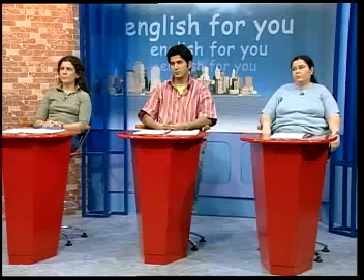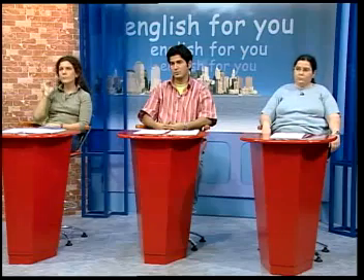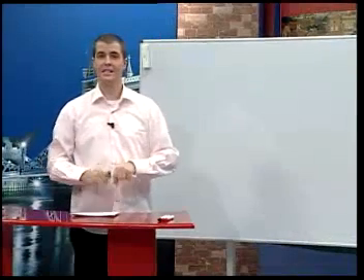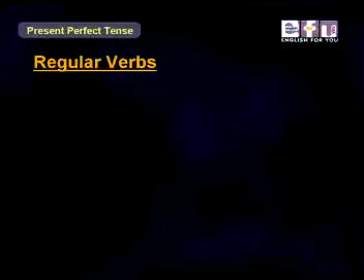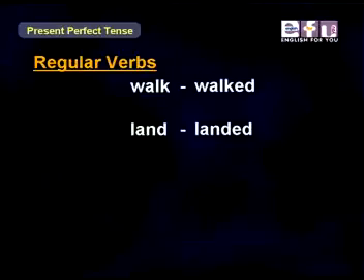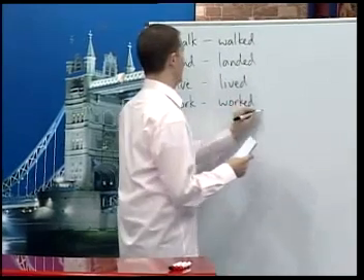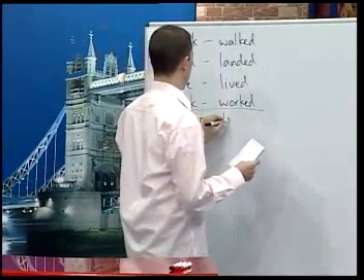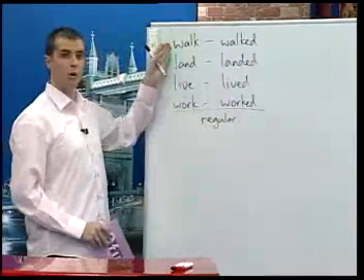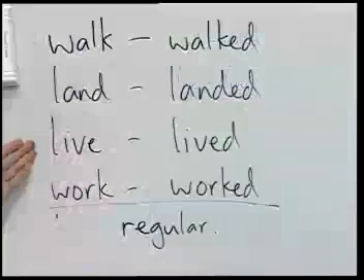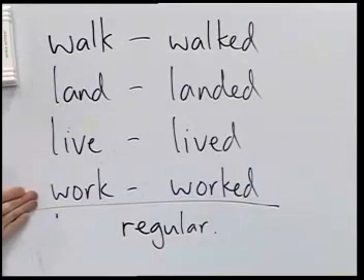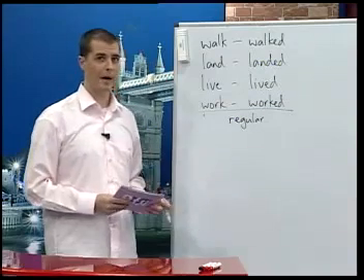Now, many past participles are regular. Most of them are regular. You just add ed to the verb. Walk becomes walked. Land is landed. Live, lived. And work is worked. These are the regular past participles. However, some verbs have irregular past participles.